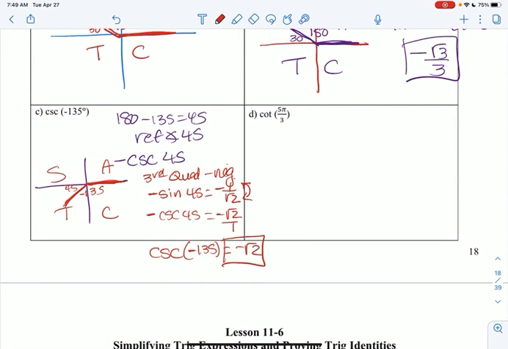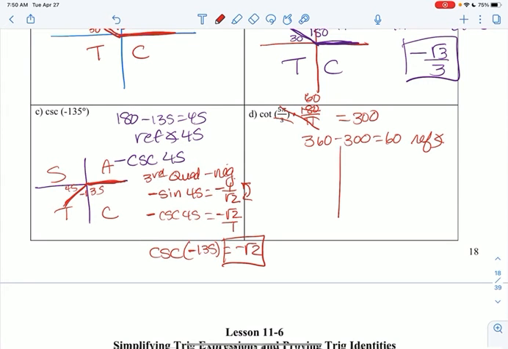Okay, and one more left. Let's do another one where I have to switch it to degrees. So I'm going to multiply by 180 over pi. Pi's cancel. 3 goes into 180 60 times. 5 times 60 is 300. Well, 360 minus 300 is 60. So that's my reference angle.